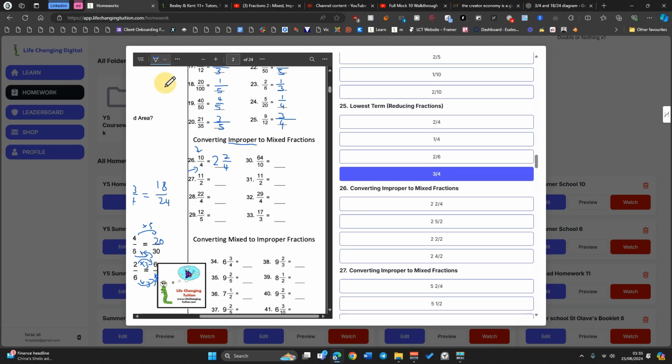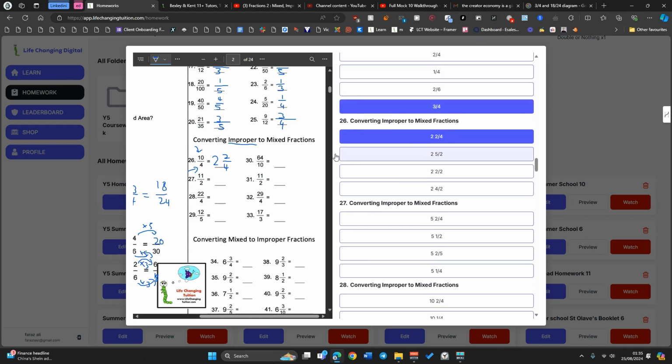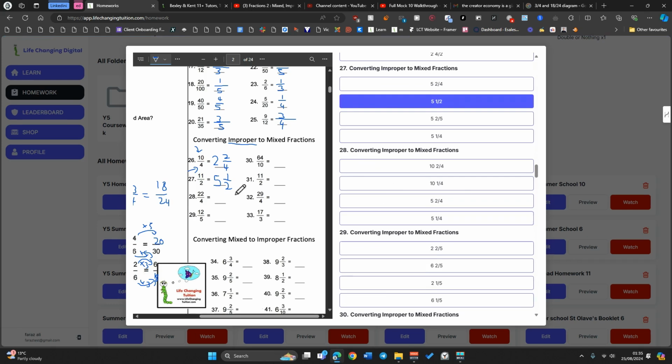Question 26. What's the answer there? 2 over 4. Okay, question 27. How many times does 2 go into 11? 5 times, so that's going to be our big number here. What is left over from that is 1, and obviously we keep the denominator the same, so 5.5 is what this is actually equal to. So where is that? 5.5 right there.